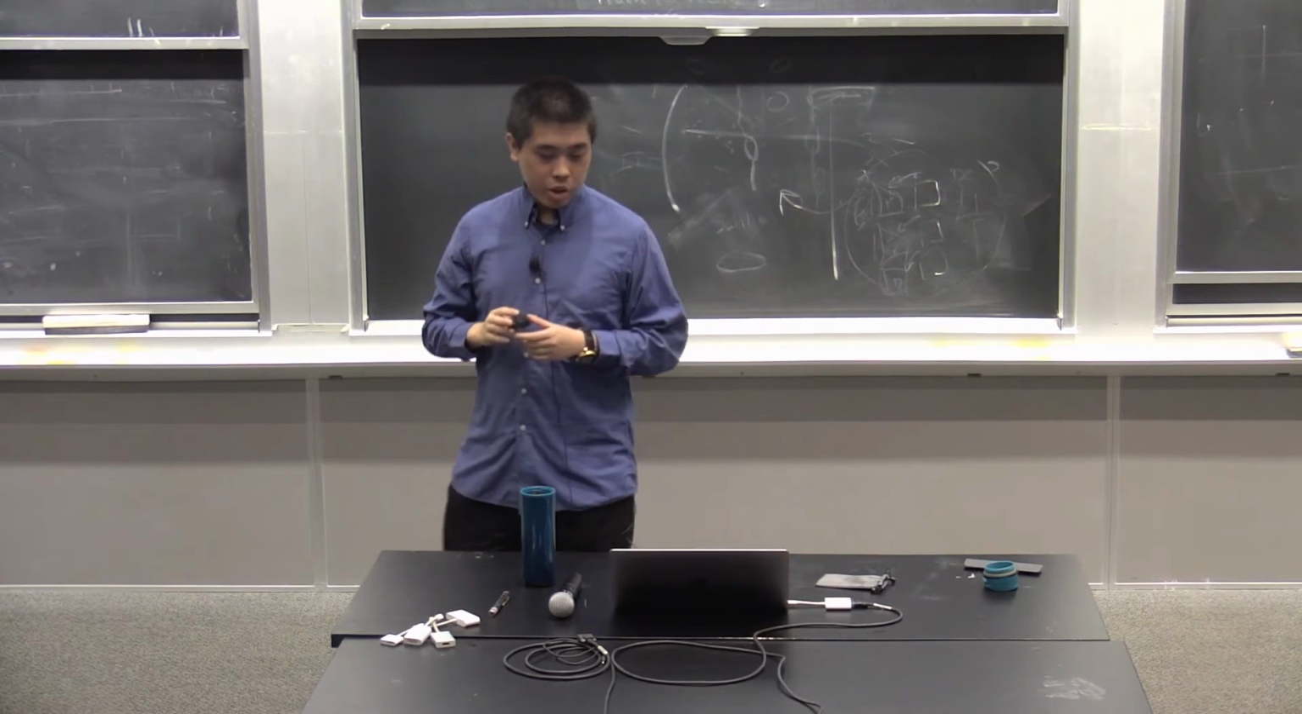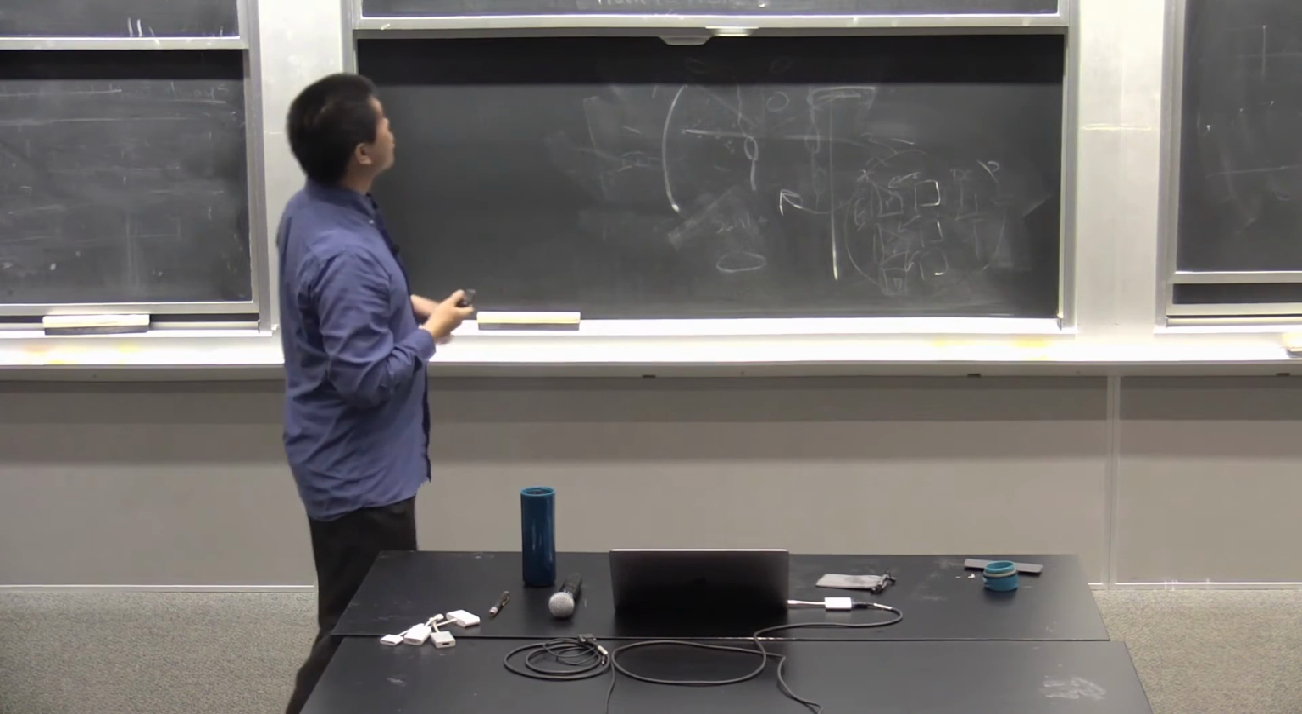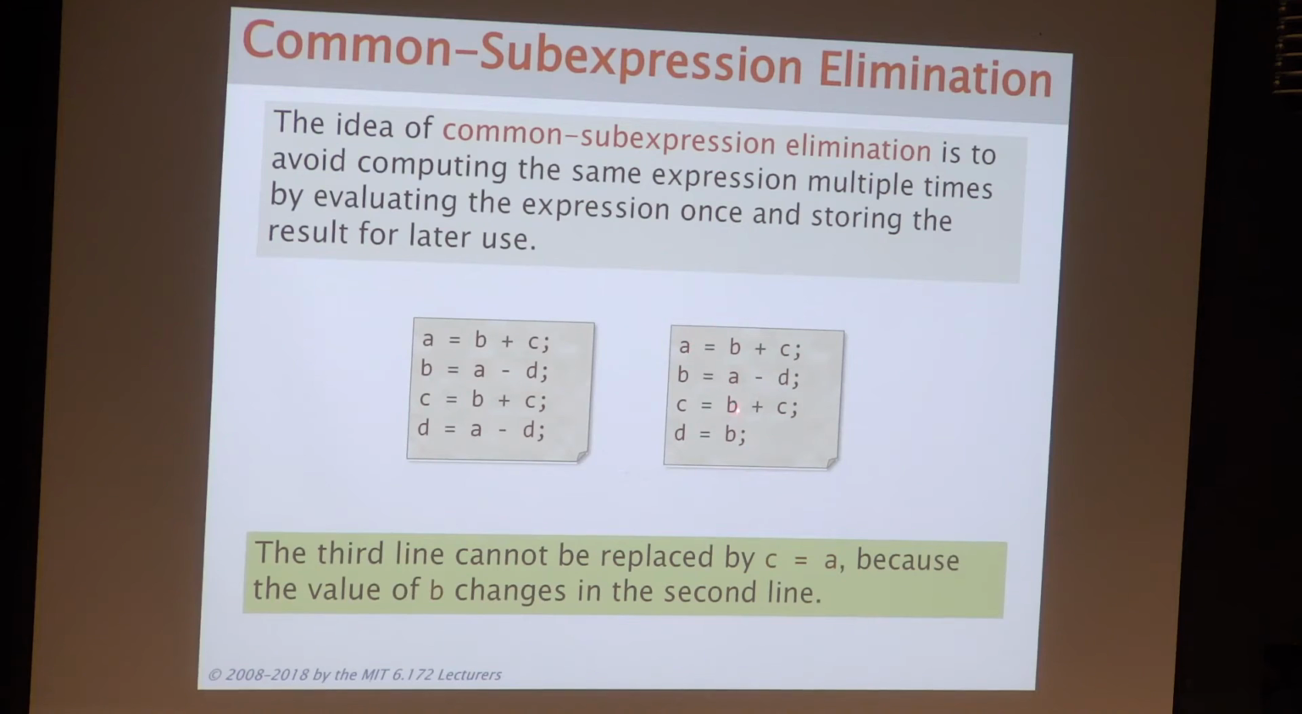Yeah, so you can't do common subexpression elimination for the first and the third lines because the value of B changes in between. The value of B changes on the second line. So on the third line, when you do B plus C, it's not actually computing the same thing as the first evaluation of B plus C.